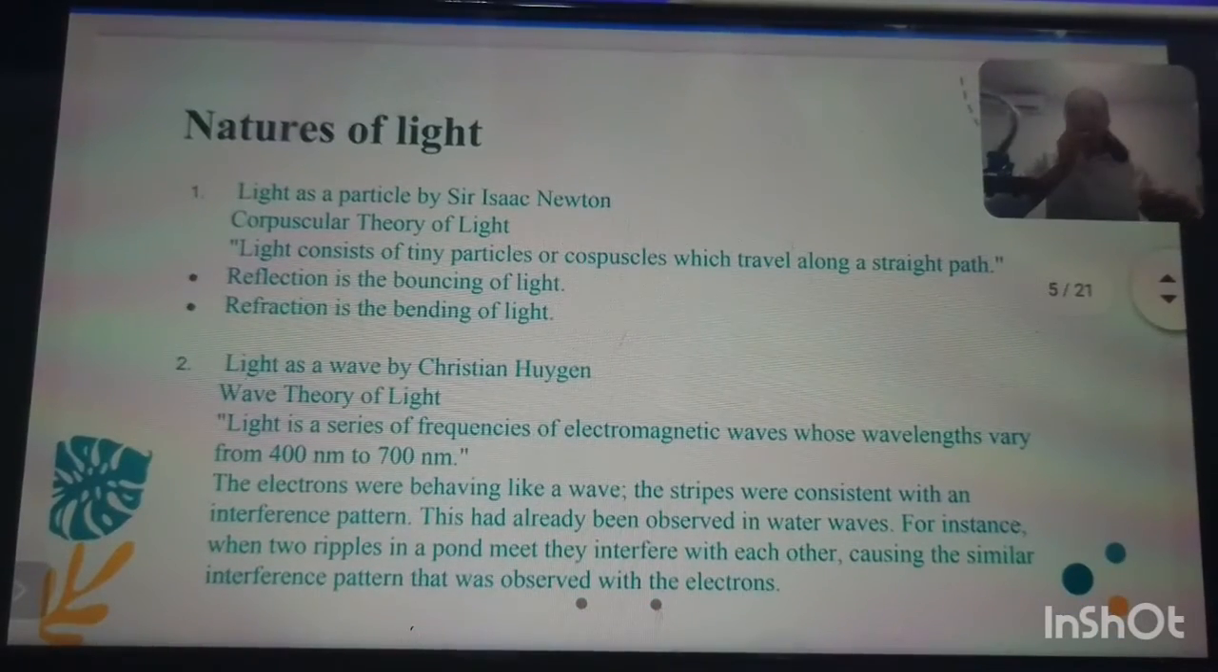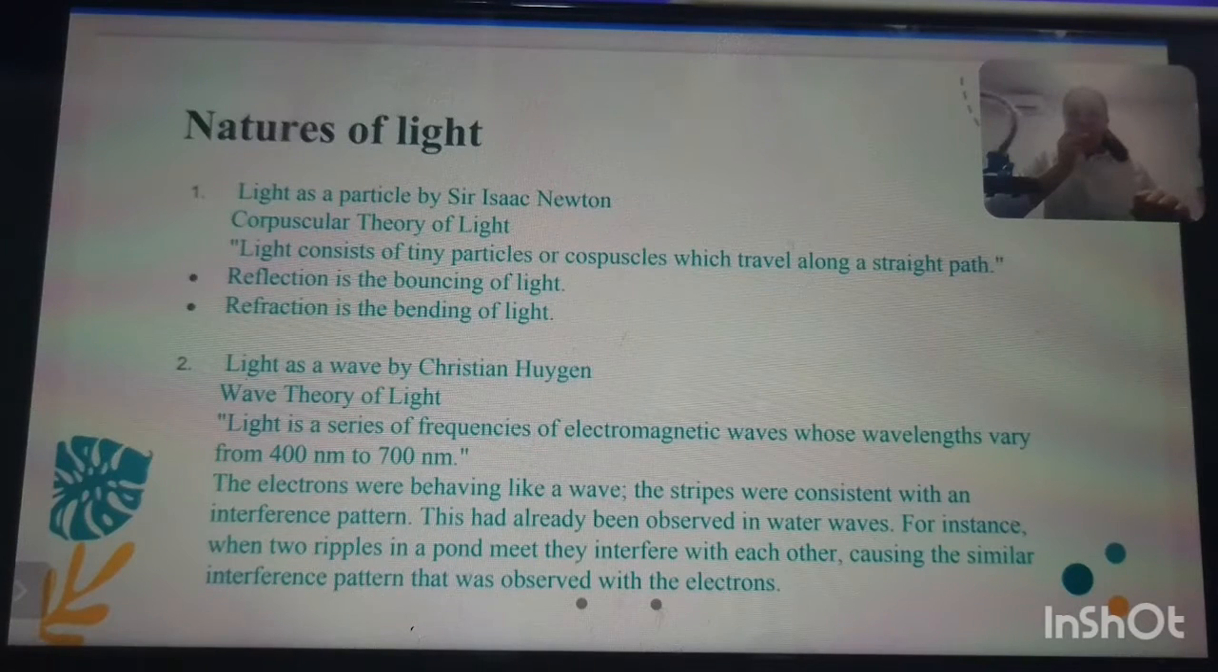Natures of light. 1. Light as a particle by Sir Isaac Newton. He presents the corpuscular theory of light, where light consists of tiny particles or corpuscles which travel along a straight path. Now, along the nature of light that is particle, it is considered in reflection as the bouncing of light and refraction as the bending of light.